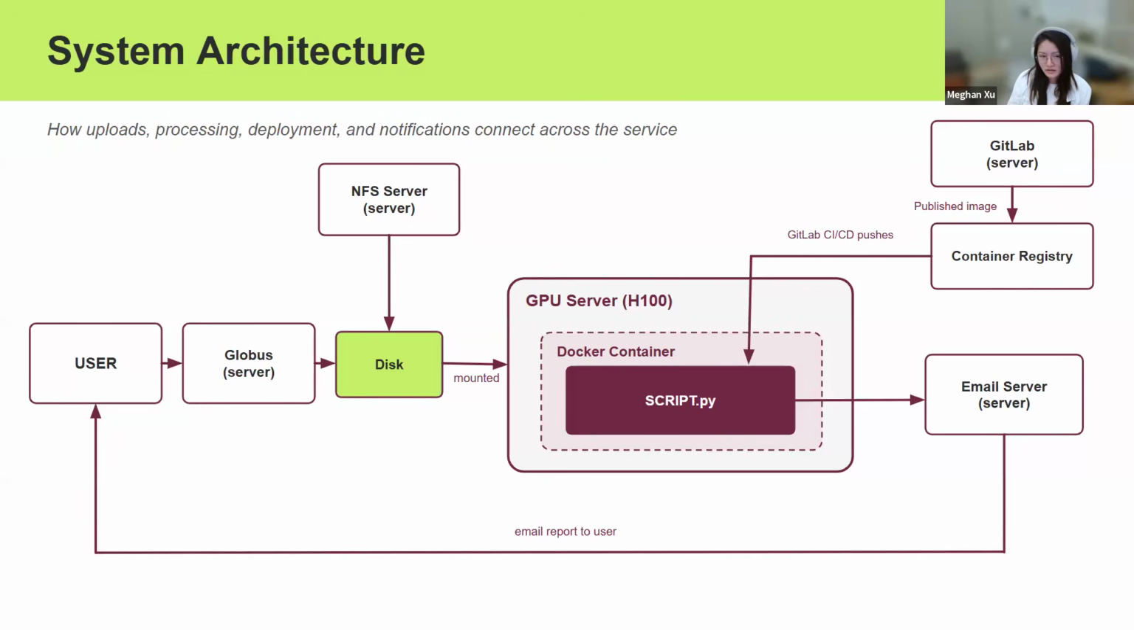And now on the right side, you will notice two components that were not on the previous slide, which are GitLab and the container registry. This is our deployment pipeline. Our script lives in the self-hosted GitLab repo. Every time we push code changes, GitLab CI/CD automatically builds a new Docker image, publishes it to the container registry, and deploys to the GPU server. So we never have to manually build or deploy anything.